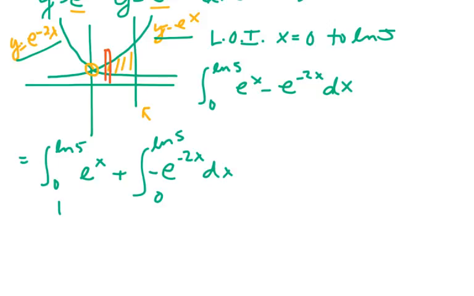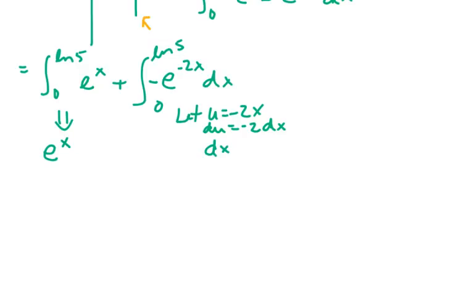The first one is pretty straightforward, right? The integral of e to the x is just e to the x. So the answer here is e to the x. Over here, you've got to do a little work. We're going to let u equal negative 2x, and du is equal to negative 2 dx, right?